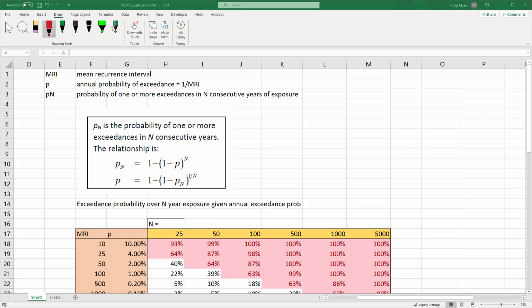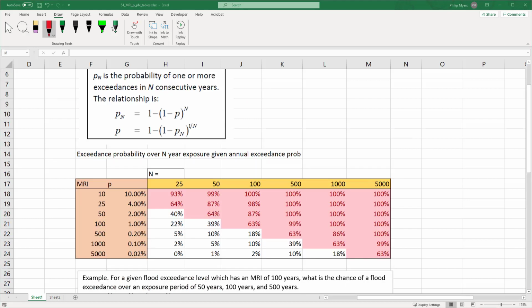Looking at the table, we have row headings as MRI and p, which are reciprocal to each other. The column heading has n years, 25 through 5,000. These are arbitrary, but I tried to pick reasonable points within reasonable spans of time, but with the formulas you can pick any specific inputs you want. So for the example below, we see how to read the table.